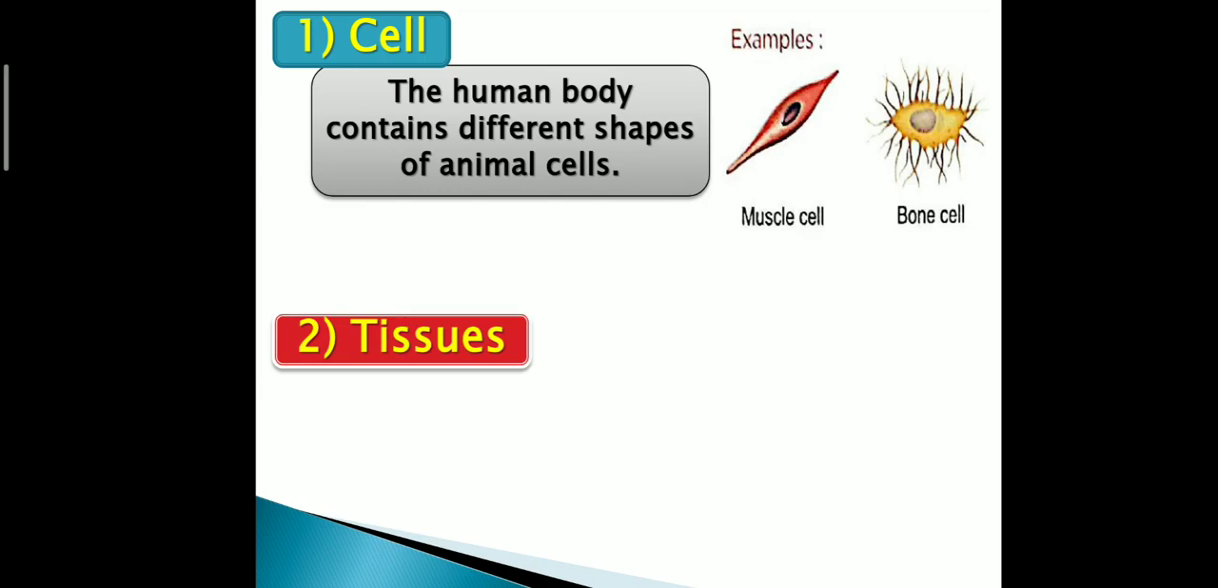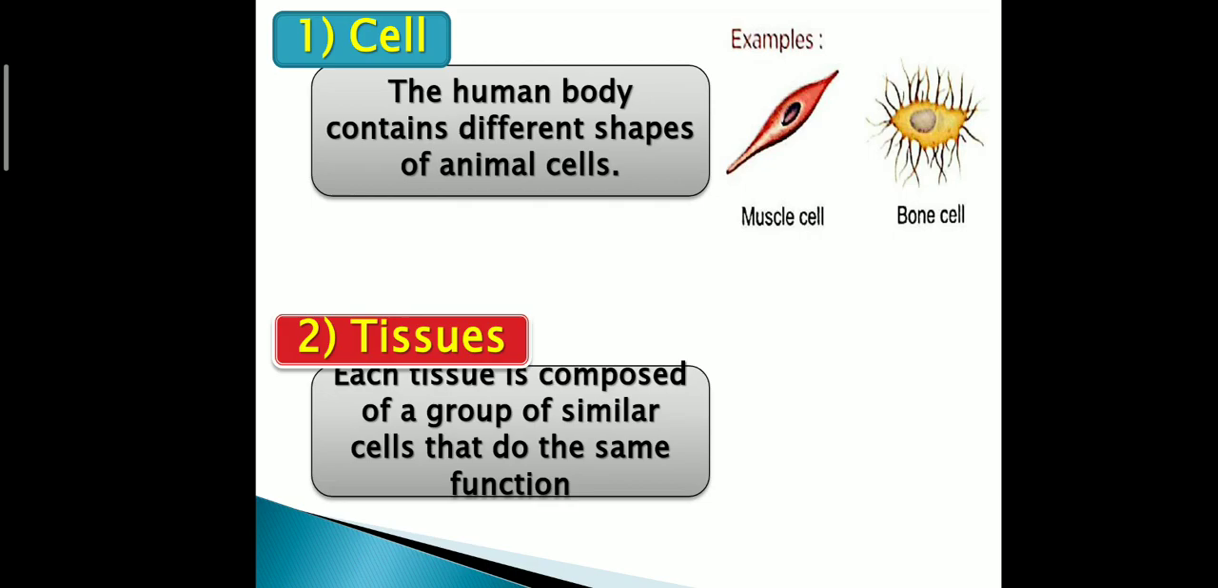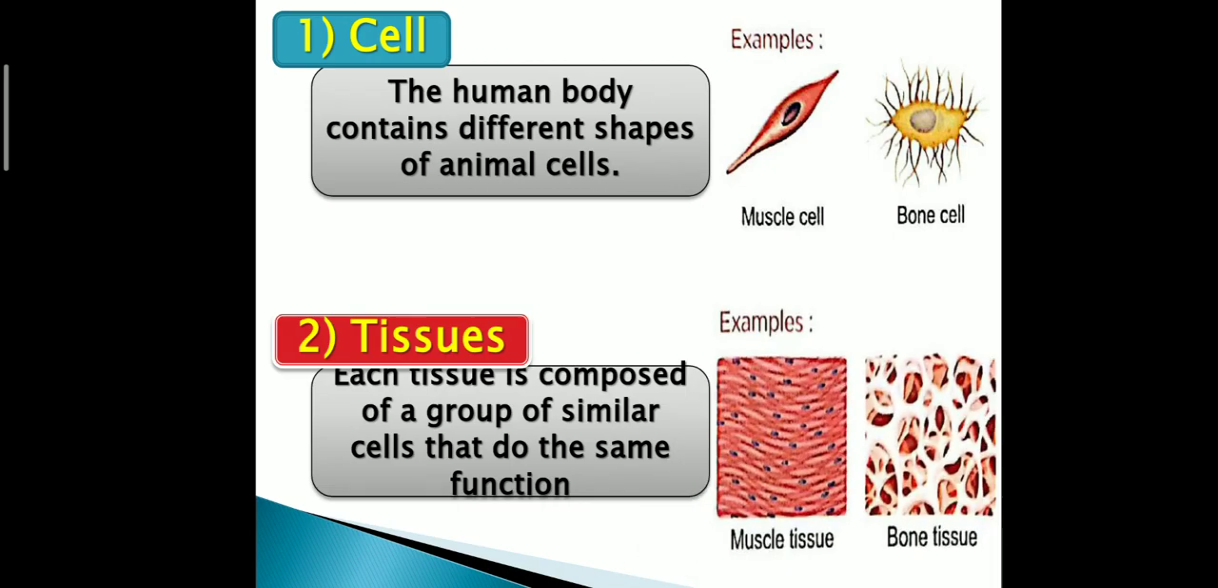Tissues. The human body, we say, contains different shapes of animal cells, and each tissue is composed of a group of similar cells. So a group of similar cells form a tissue to do the same function, like muscle tissue and bone tissue.